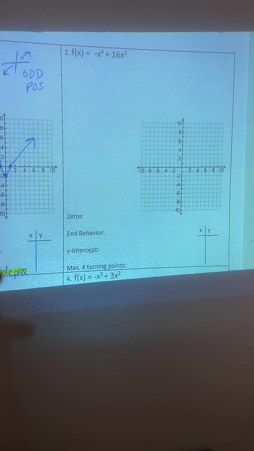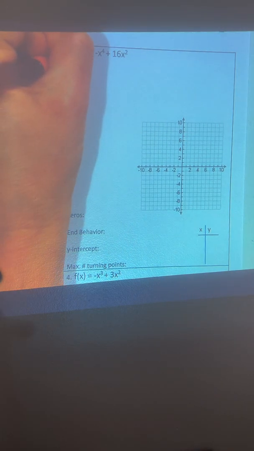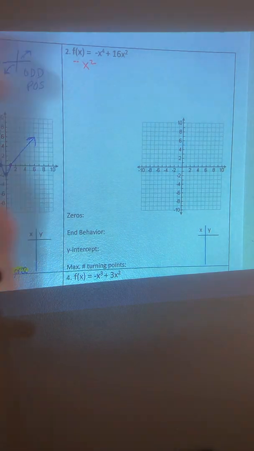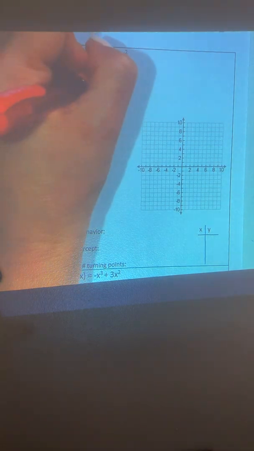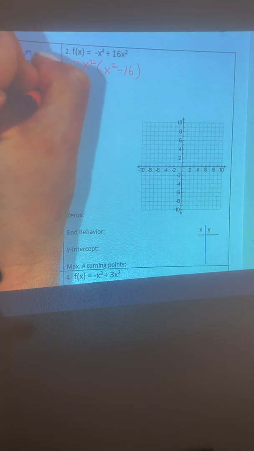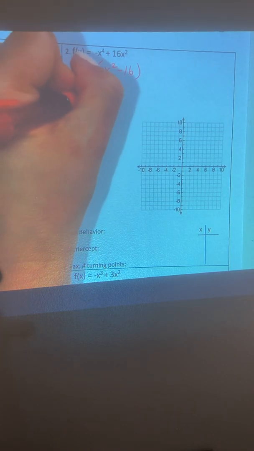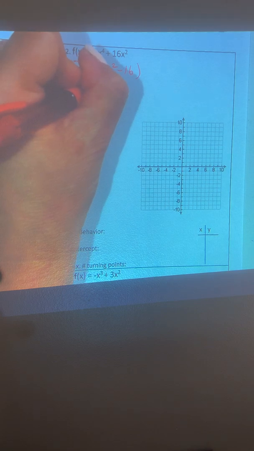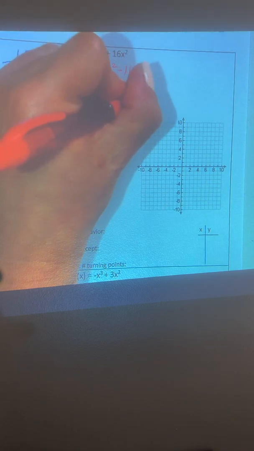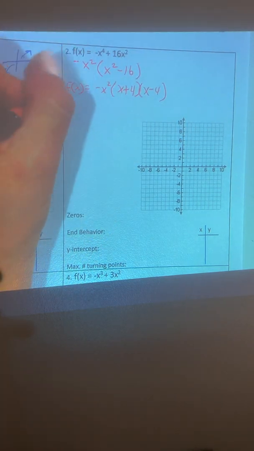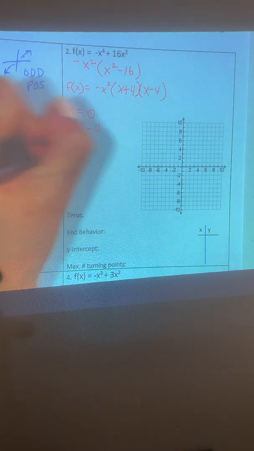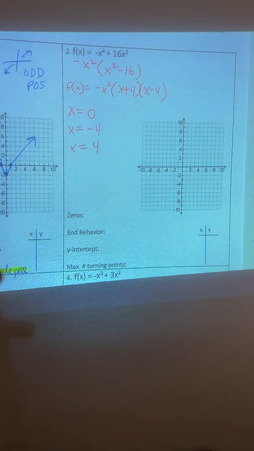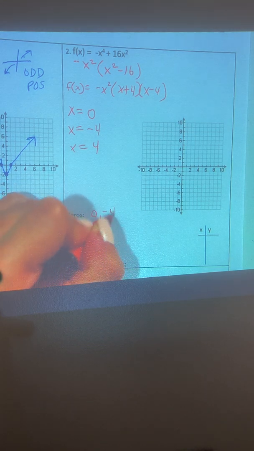Okay, gotta take out the greatest common factor here. That would be a negative x squared. And I'm left with negative into negative is positive, x squared minus 16. I got a difference of squares, which would be x plus 4 and x minus 4. All right, so my zeros are 0, -4, and positive 4.